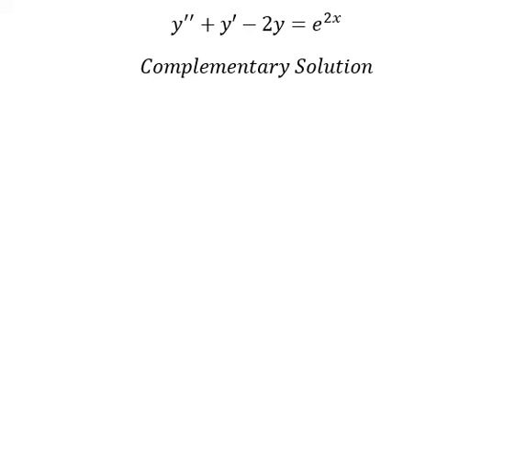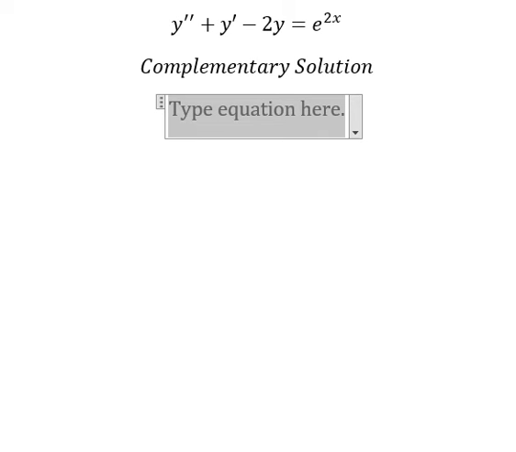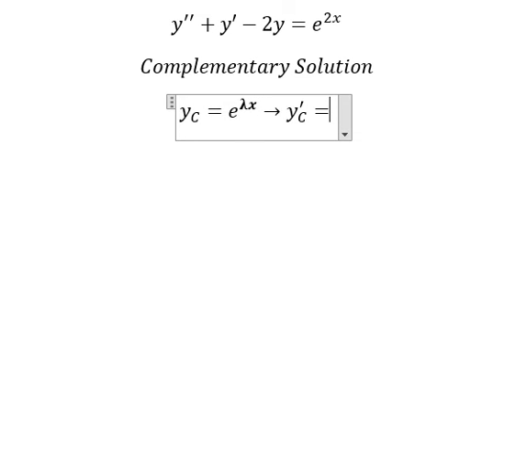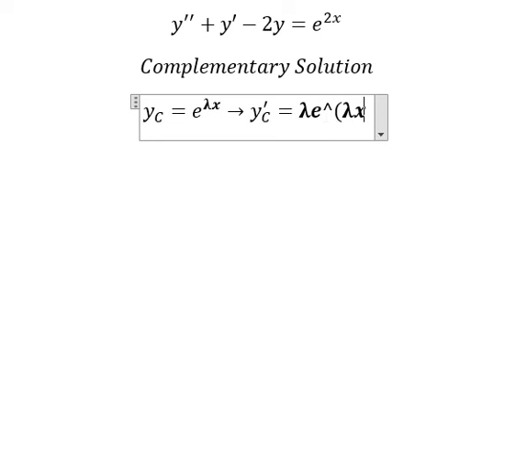So in this situation, we need to put yc equals e to the power of lambda s. Then we need to do the first derivative of yc, and we have lambda e to the power of lambda s. Because if we do the first derivative of this one, we keep this part the same. Then the derivative of lambda s is lambda.